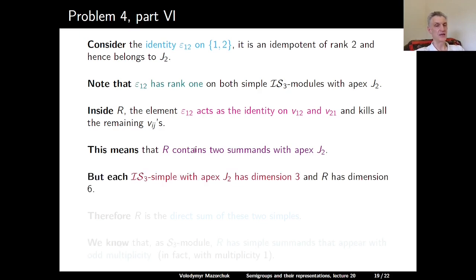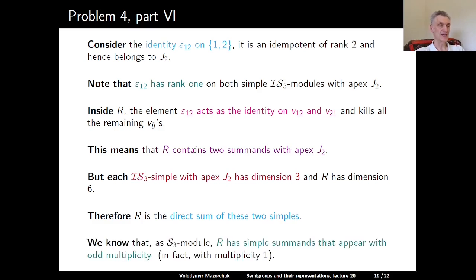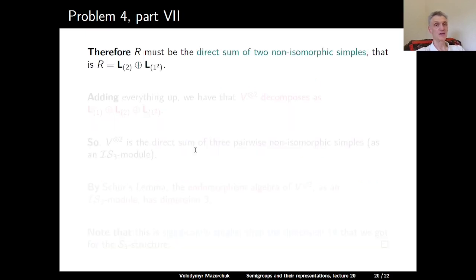But each IS3 simple with apex J sub 2 has dimension 3, and R has dimension 6. This means that R is a direct sum of these two simples. Nothing else can be there. We also know that as an S3 module, R has simple summands that appear with odd multiplicity, in fact with multiplicity 1. But this means that R cannot be a direct sum of two isomorphic simples. So it must be a direct sum of two non-isomorphic simples, but we only have two simples with apex J sub 2. This means that R is a direct sum of L sub 2 and L sub 1,1.